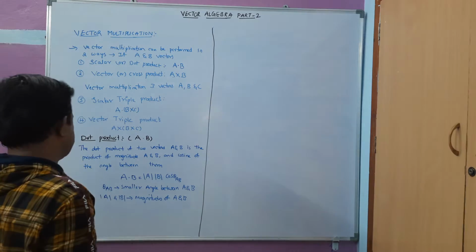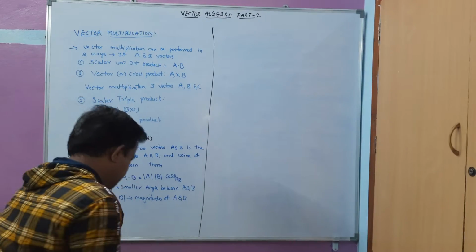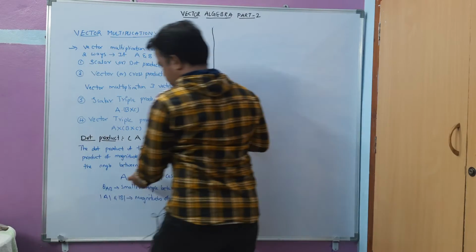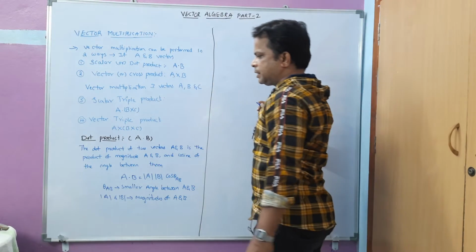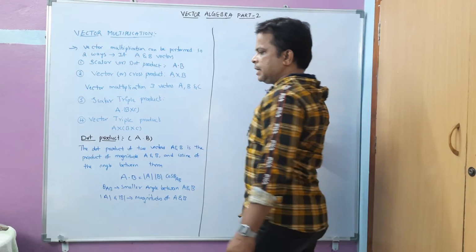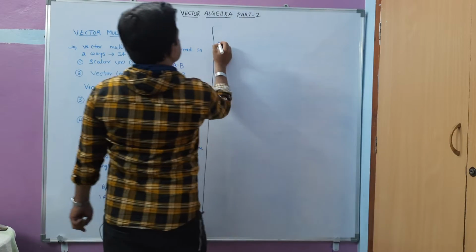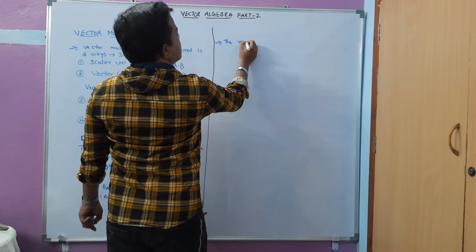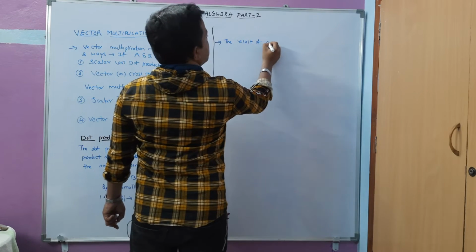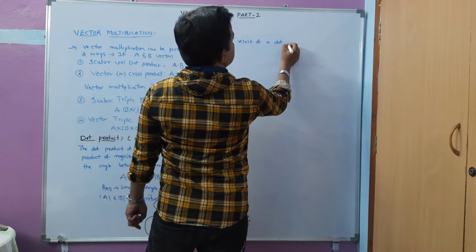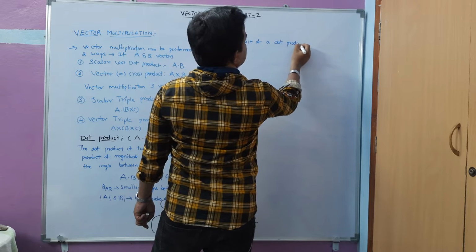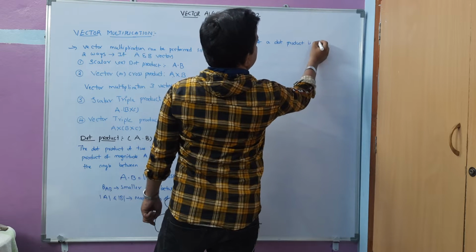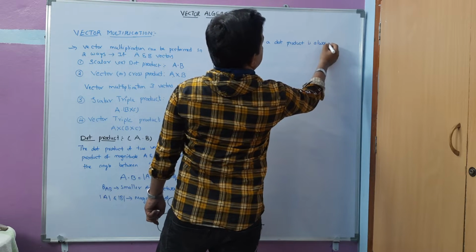So if we have the dot product between two vectors, the result of a dot product is always a scalar.